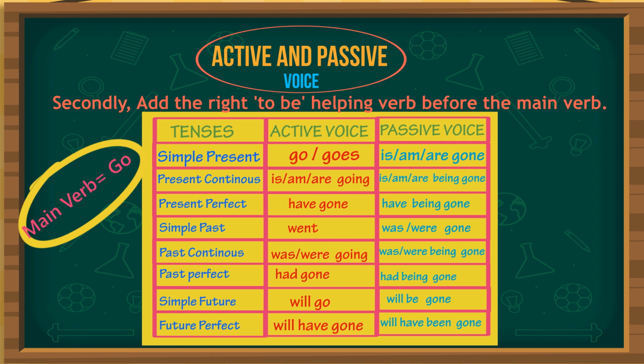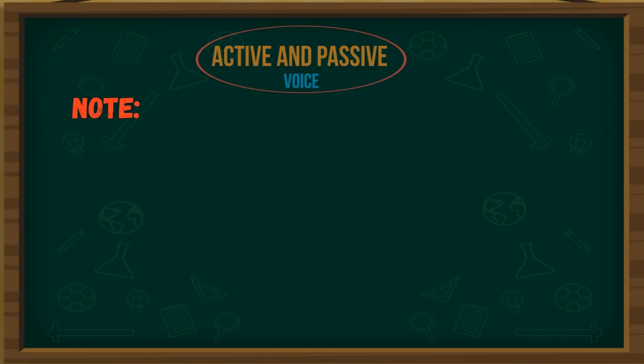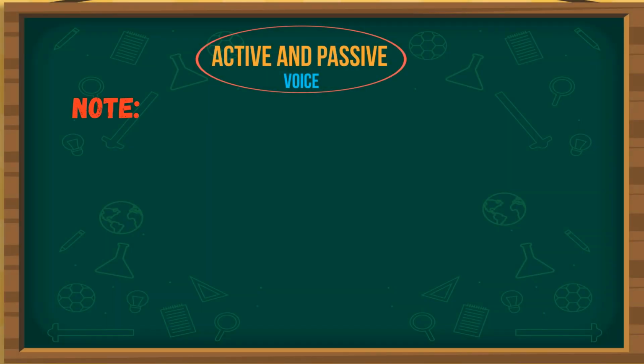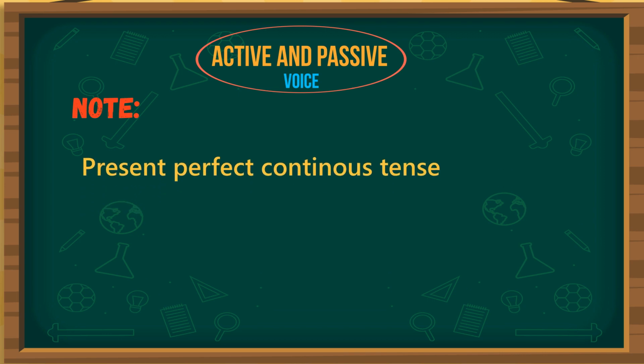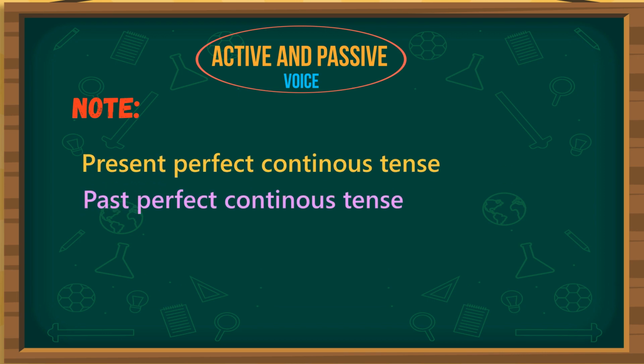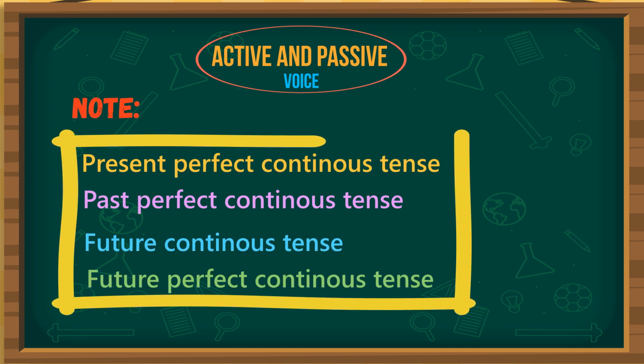So, these are the 8 tenses for understanding which helping verb to use. The following 4 types of tenses can't be changed into passive voice: present perfect continuous tense, past perfect continuous tense, future continuous tense, and future perfect continuous tense.